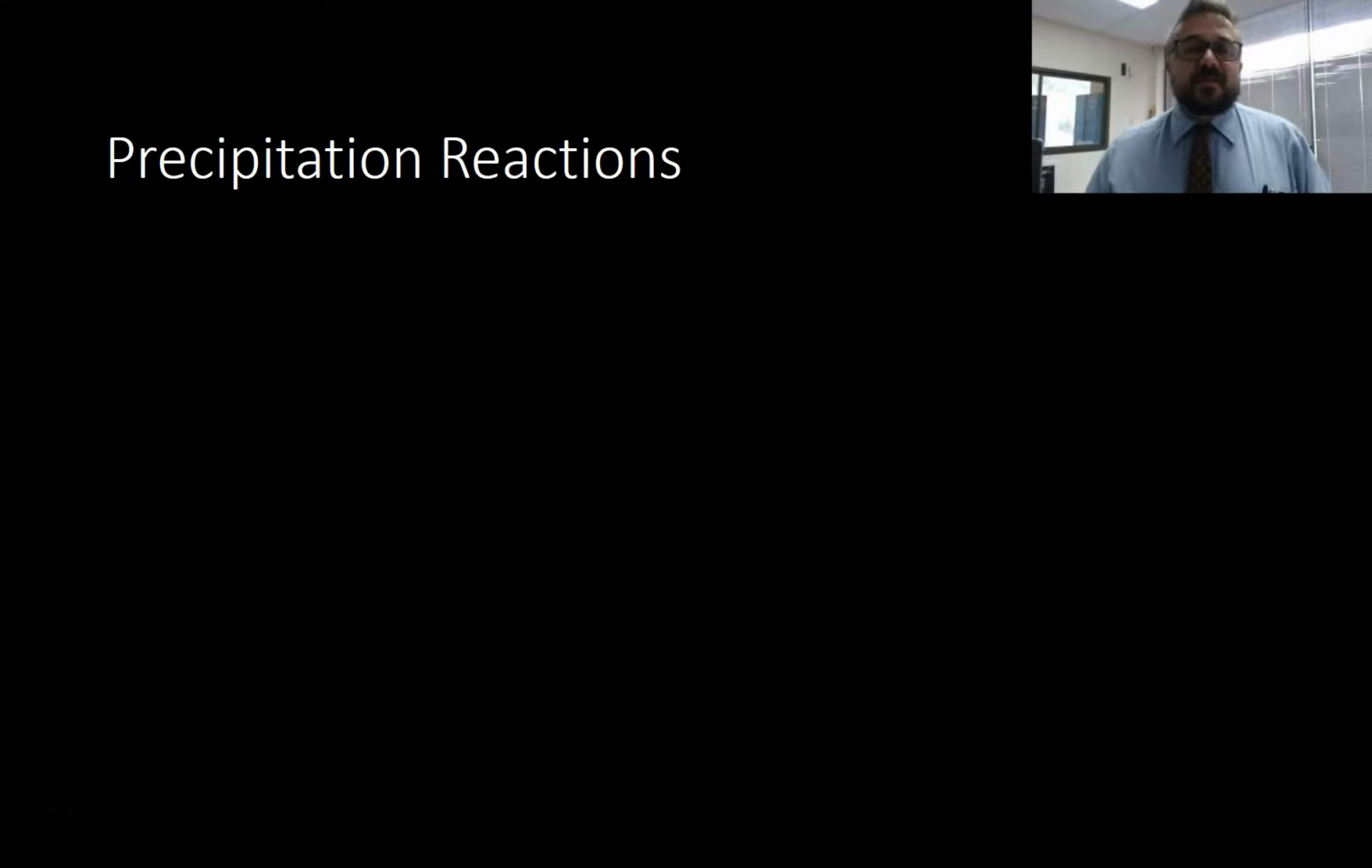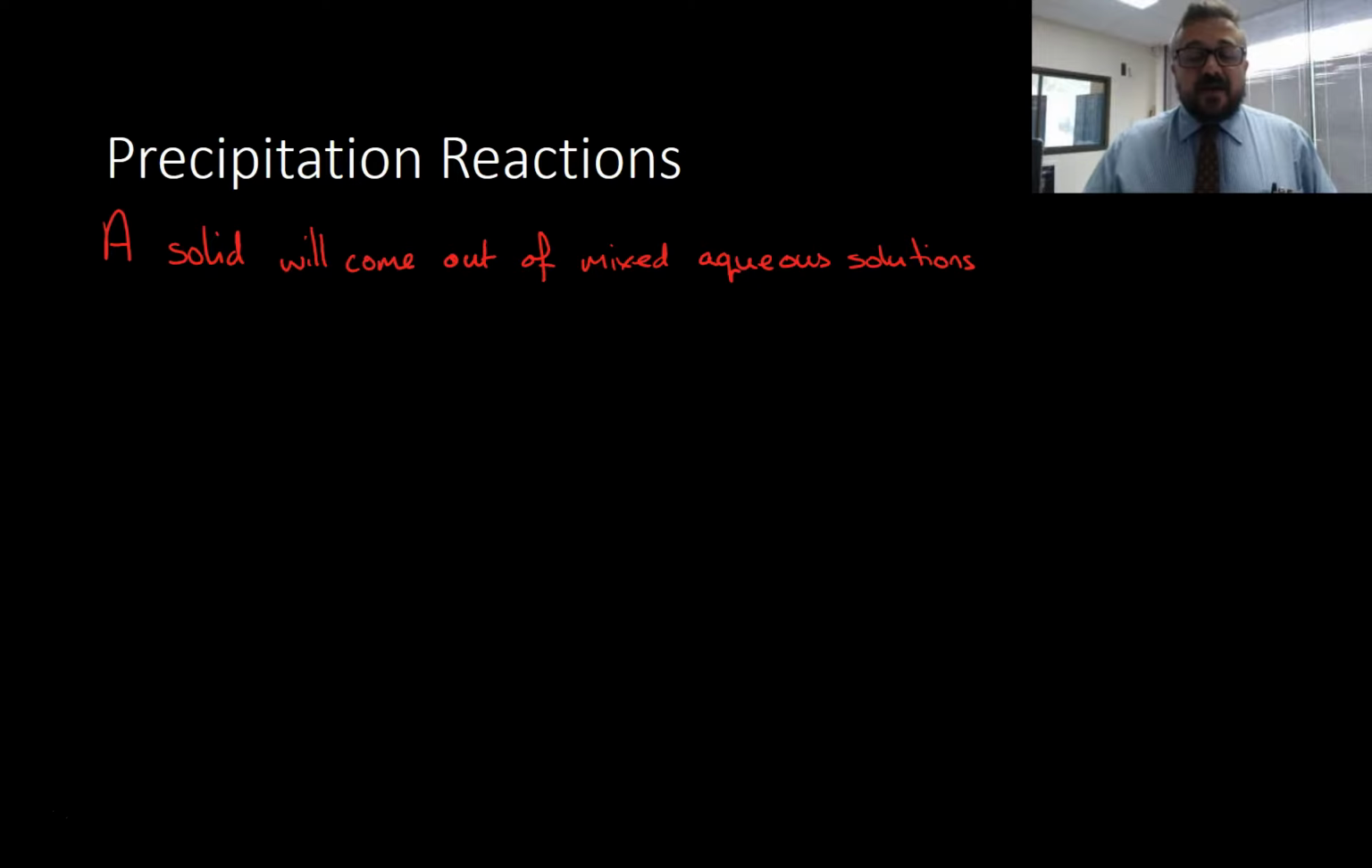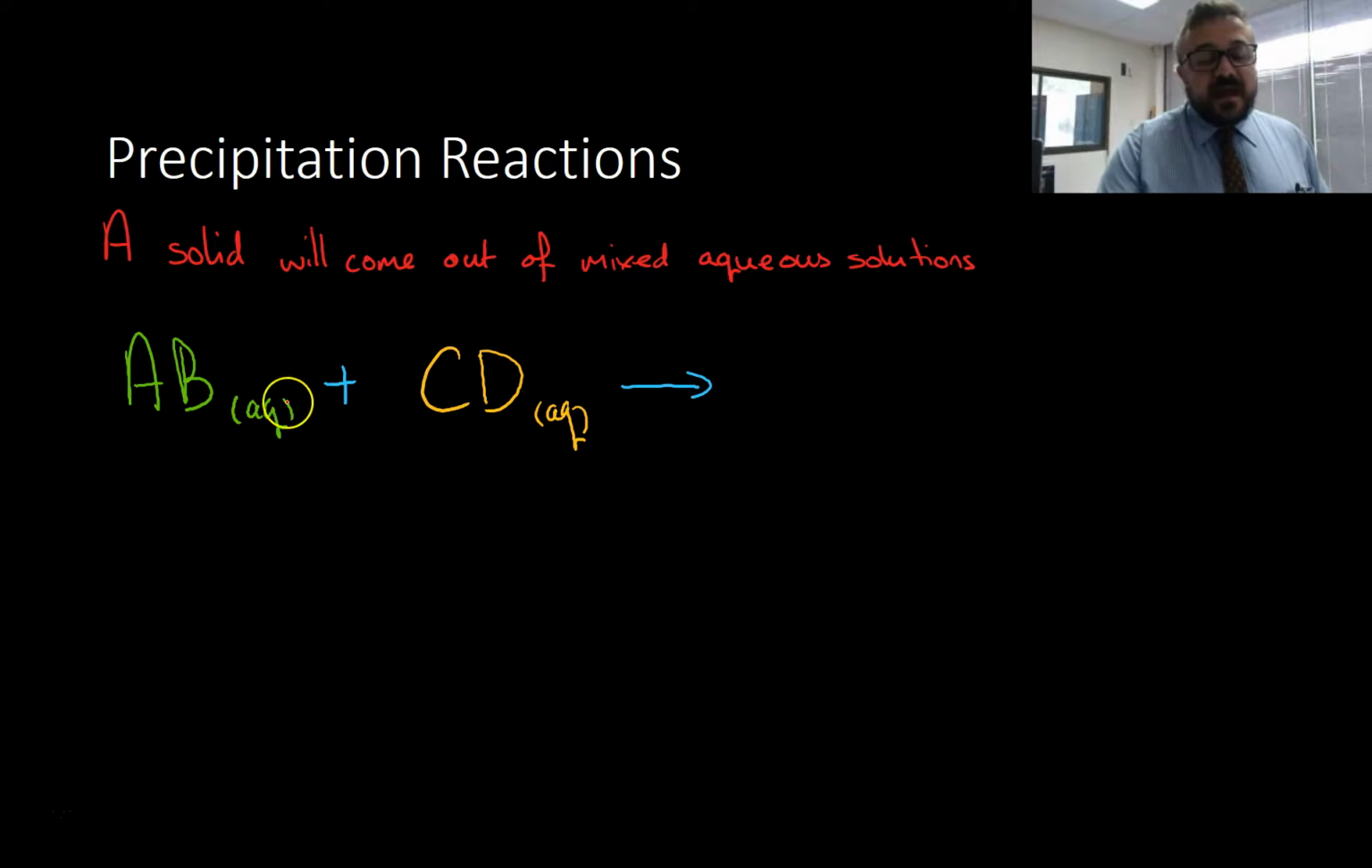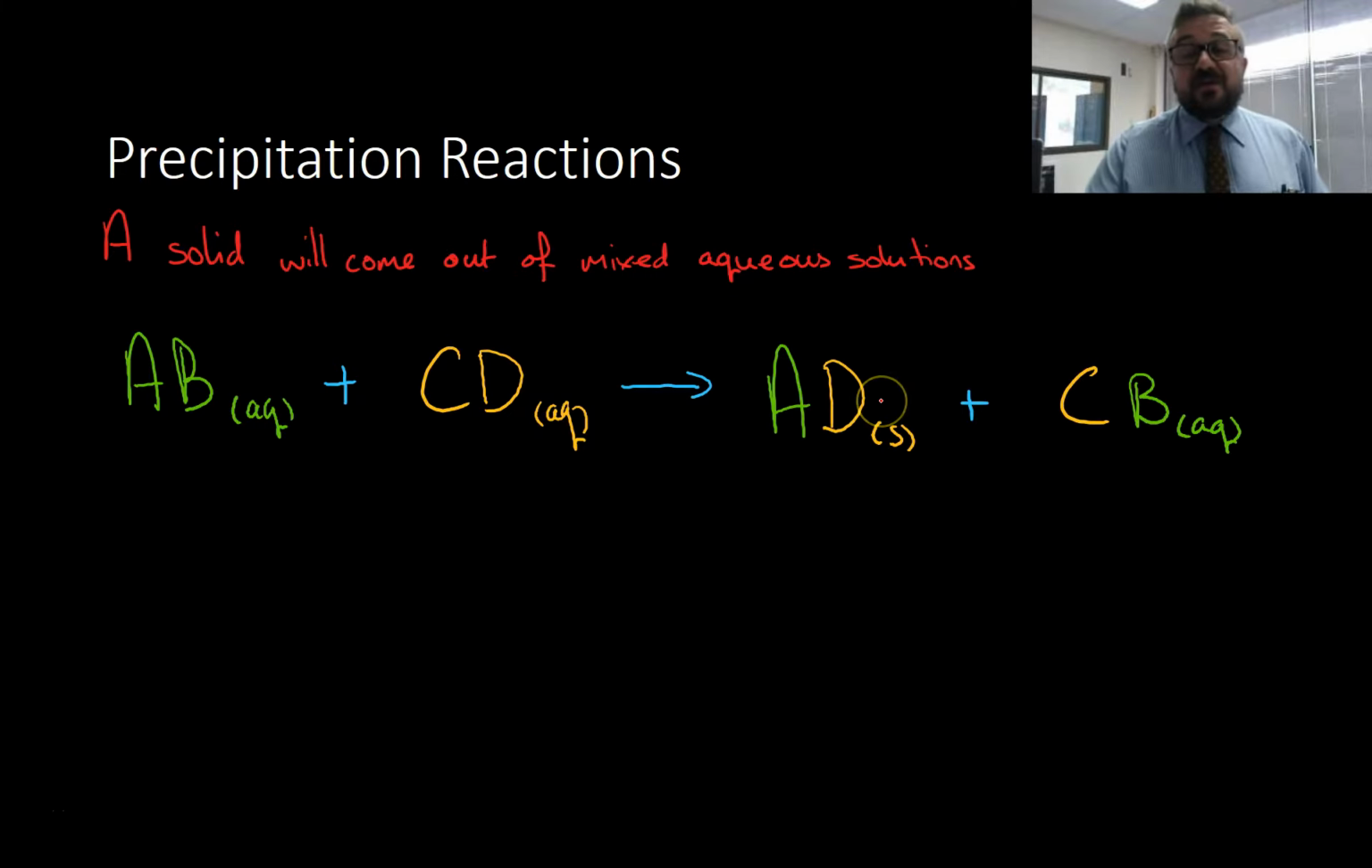Our last one is the precipitation reaction. Precipitation reaction is when a solid will come out of mixed aqueous solutions. So you have a solution and another solution, you mix them together, and a solid forms out of those ionic compounds. So, for example, AB aqueous. Now here the states of matter really are important. Aqueous plus CD aqueous gives us AD solid plus CB aqueous. Now this depends on the solubility rules, and you can always look those up in a little table.